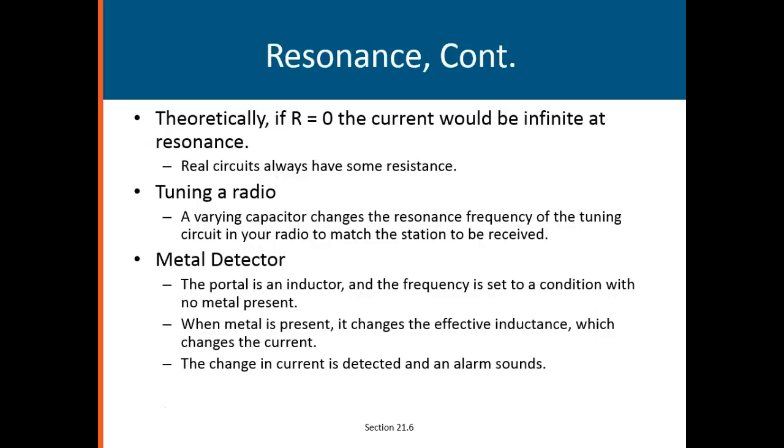So theoretically, R is equal to 0. If R is equal to 0, the current would be infinite at resonance. Guess what? Real circuits always have some resistance. You can minimize it, but you can never eliminate it. Okay?